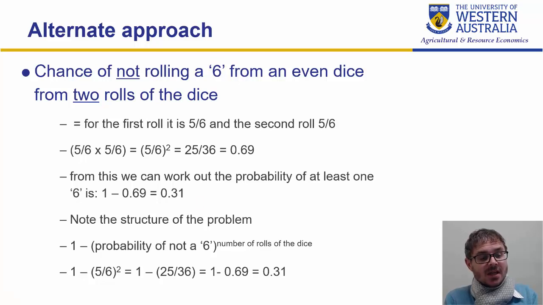So what we've got down here is 1 minus the probability of not rolling a 6, to the power of the number of rolls. If you work it all out, you get to 0.31. So what we're seeing is that there is a way we can apply a formula, using this strange concept of not rolling a 6, when we're trying to work out the chance of rolling at least 1 six.